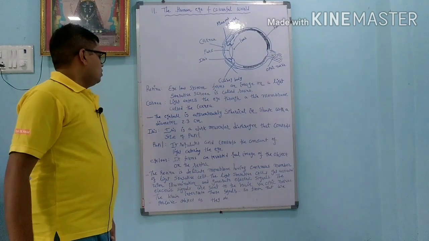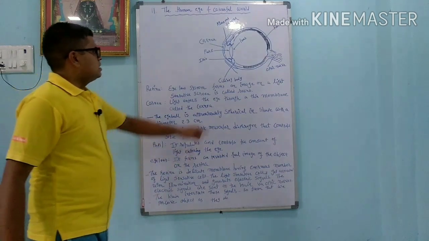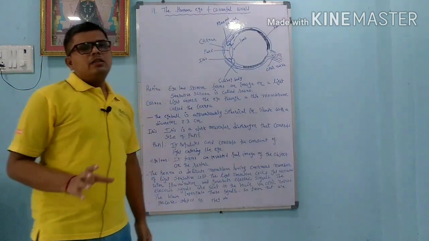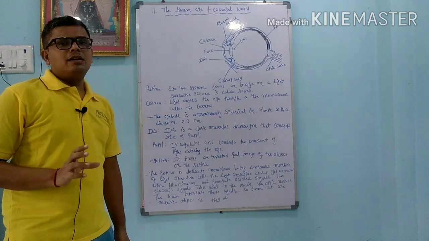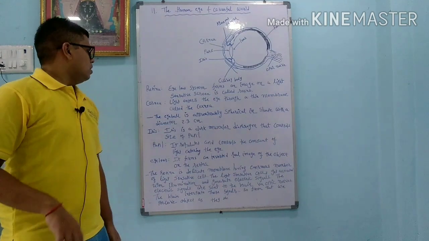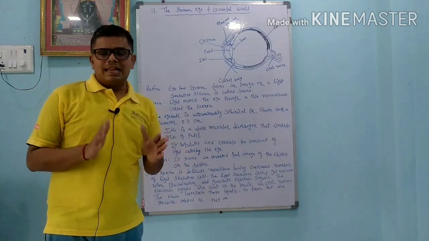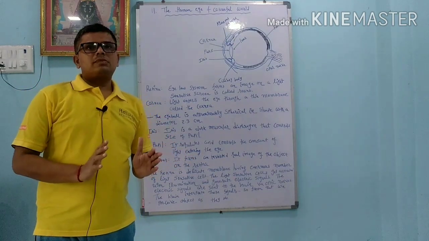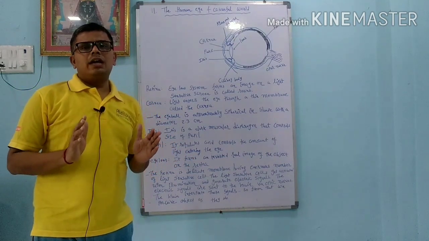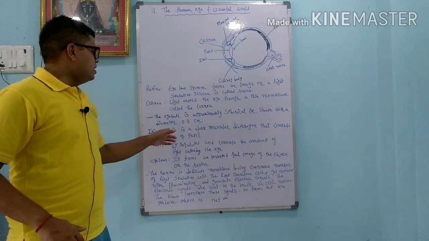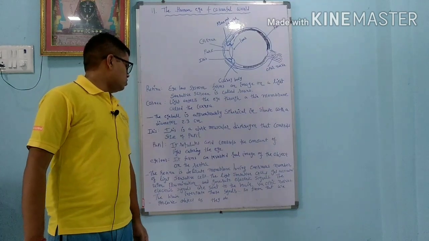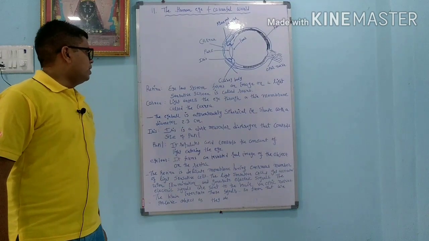The third part is the iris. This part is called the iris. The iris contains a black pigment, and because of that it looks black. Second thing, it is a hollow sphere, and generally when the light is less, at that time it expands, and when the light is more, what happens? It contracts. The iris is a dark muscular diaphragm that controls the size of the pupil.